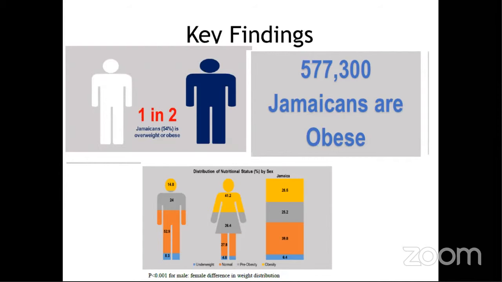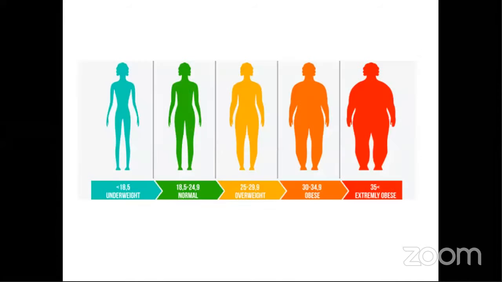And we can see that the male and female distribution here indicates that 14.8% of our male population are obese. But then look at the female population, 41.2% of our females are obese. And that means females are at a higher risk of these chronic diseases.